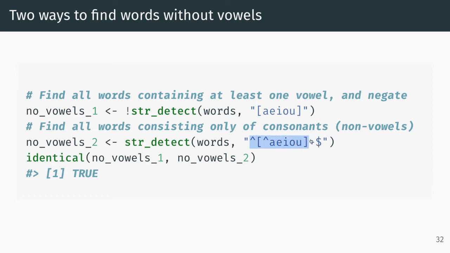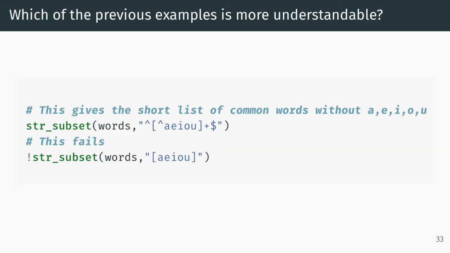You may find this expression a little bit cumbersome to use. However, it is more robust than this method, and I'll show you why. The first example was more understandable, but if we try to use it with STR_subset, this works. This actually gives the list of common words that have no vowels. This doesn't return a vector of Booleans. This actually returns a vector of those words.